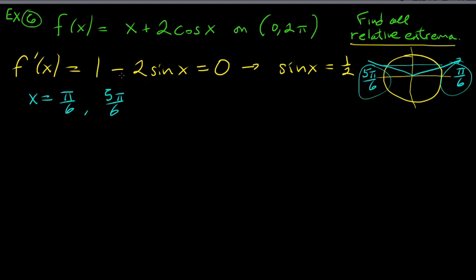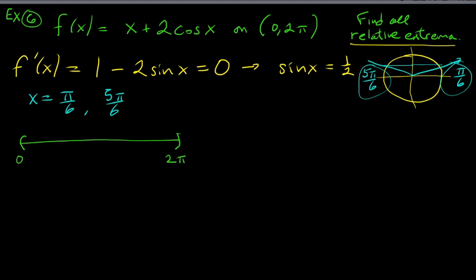Am I missing any? No, I think that's it. Right. So two critical numbers. And now we just draw our number line, except it doesn't go on forever here, right? We're only going from 0 to 2 pi. So we only need to go from 0 to 2 pi. No arrows here.